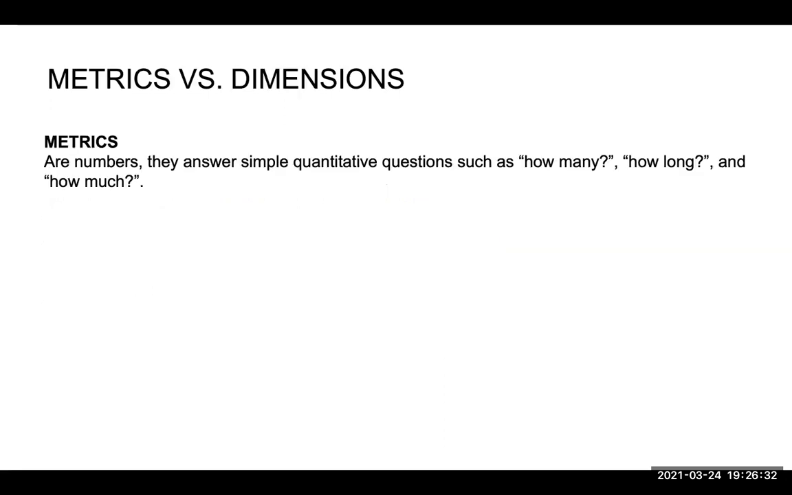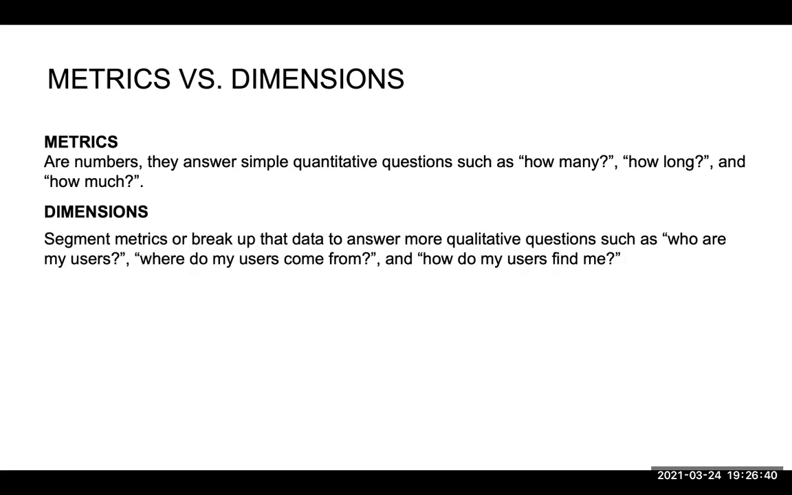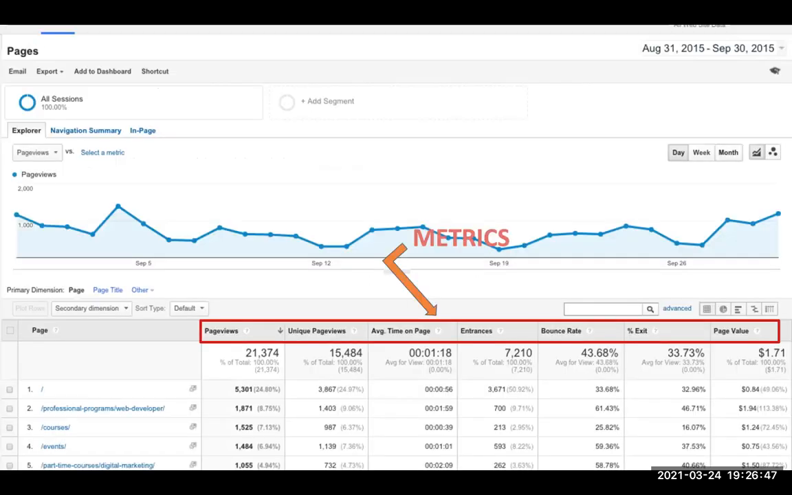Metrics versus dimensions. We mentioned that metrics are anything that can be quantified, or that provides quantitative or numeric data. Dimensions look at qualitative things such as who my users are and where they're coming from. Again, this is a graphical representation. I'm going back through some of the information because we're going to go into the Google demo account to look at these particular things and try to make sense of what they mean.